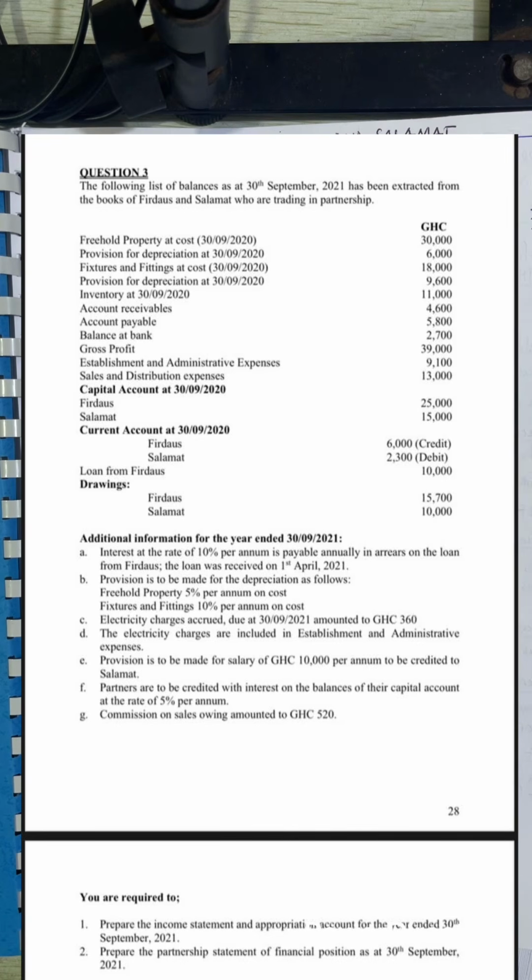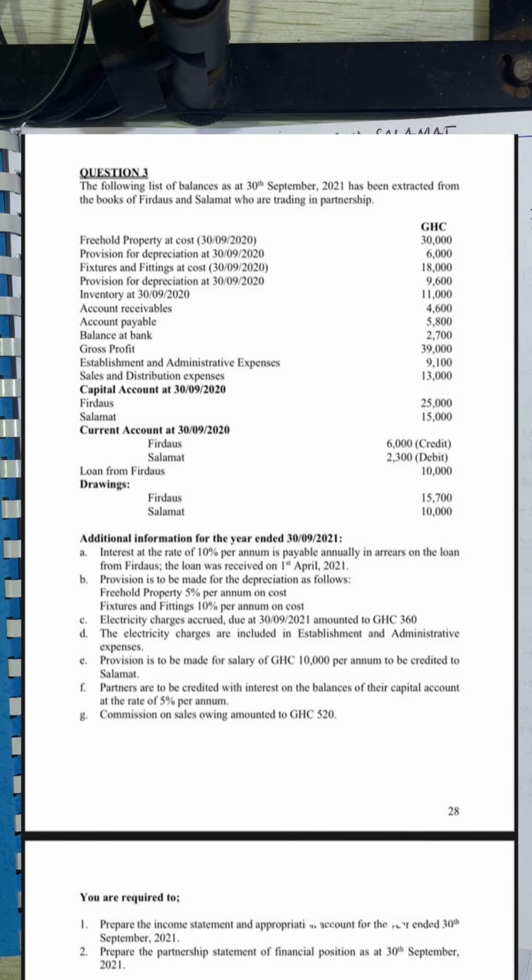Let's take a look at additional information for the year. Interest at the rate of 10% per annum is payable annually in arrears on the loan from Firdaus. The loan was received on 1st April 2021. So when you take a look at the additional information, you could see that we took a loan of 10,000 from Firdaus. Firdaus is taking interest of 10%, but the loan was received on 1st April, and the financial year ends on 30th September.